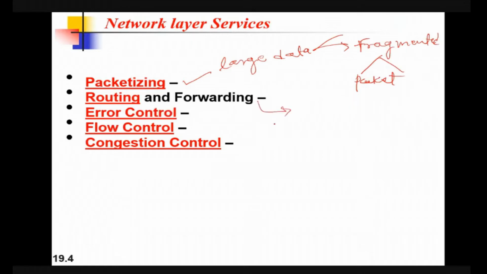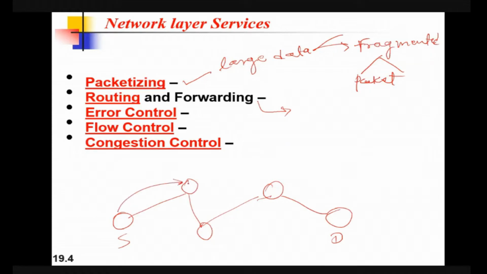Next is forwarding. Now forwarding means, for example, say this is the source and this is the destination. The source wants to send data to this destination, but there are intermediate nodes here. So data will travel through these intermediate nodes. First the source will send the data to this node. Now this node is not the ultimate destination. The ultimate destination is this node.